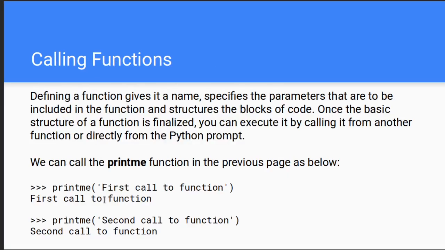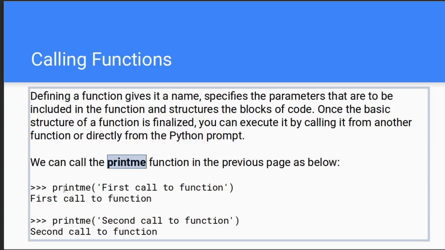So how do we call a function? We define a function, and once the basic structure is finalized, you can execute it by calling it from another function, or directly from the Python prompt or the body of our code. We can call the printMe function by using the name and the parentheses. And it does accept one argument.